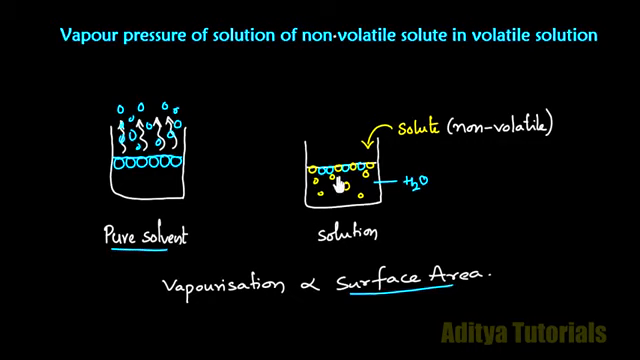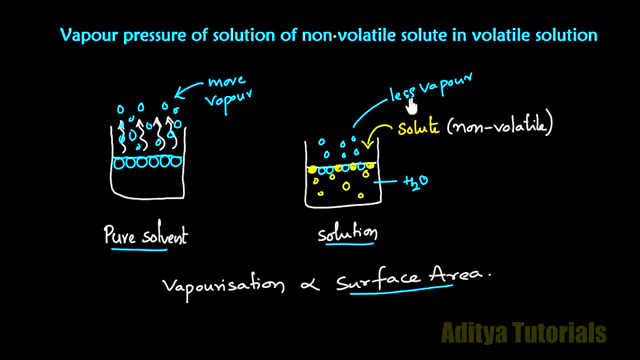Now come to the next part. In the solution part, you can see there are solute particles at the surface which reduce the number of solvent particles at the surface. So here we can count 1, 2, 3, 4, 5, 6 solvent molecules, but here we have 1, 2, 3, 4. Therefore the number of vapors of this water or the solvent here is less as compared to the first case. So here more vapor is produced, and here it is less vapor.